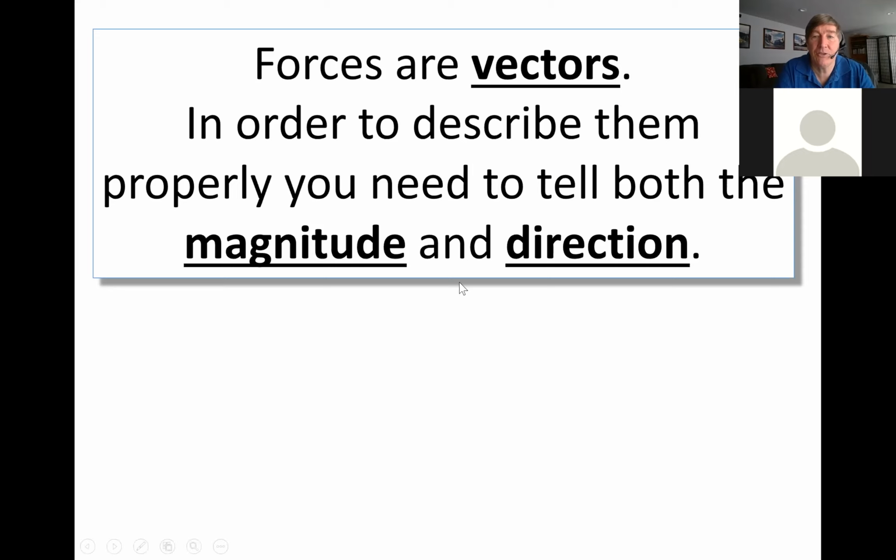Okay, so Luke is asking whether we're going to use polar form or component form. We're not going to be using component form here. What I'm going to do is give you the magnitude, and then I'm going to use words to describe the direction.